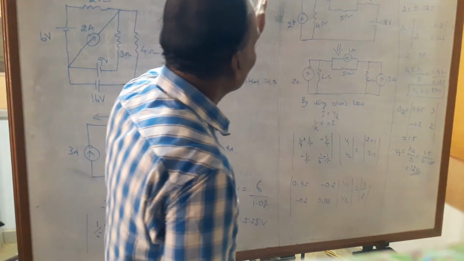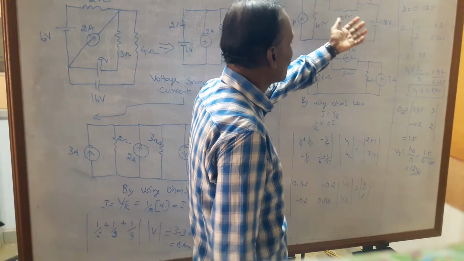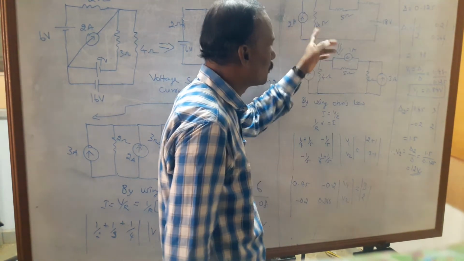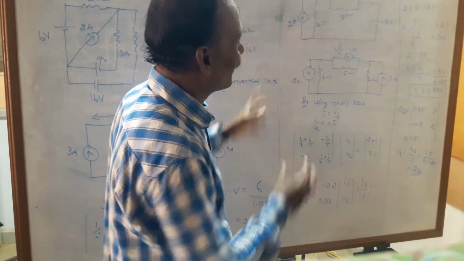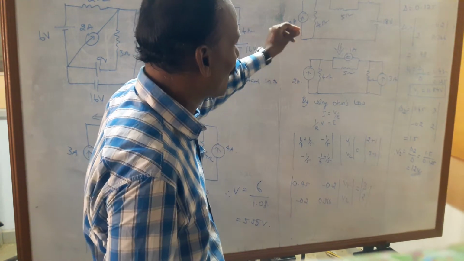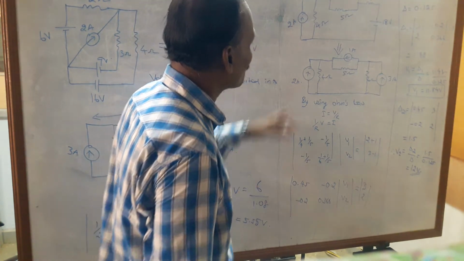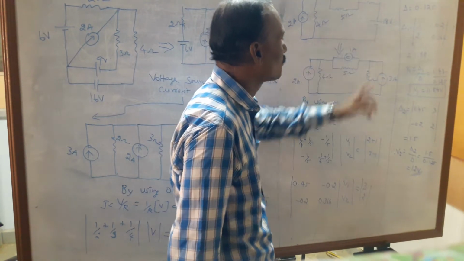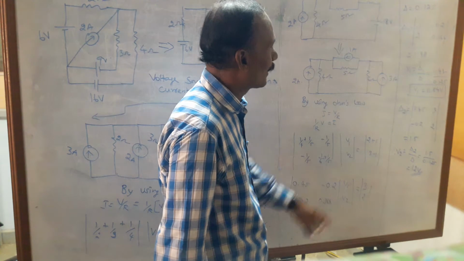Now the second problem, similar, but here both a current source and a voltage source are available. Calculate the voltage across each resistance by using nodal analysis. It looks like a complicated circuit, but it is a simple circuit. There is no change for the current source, but the voltage source must be converted into a current source.